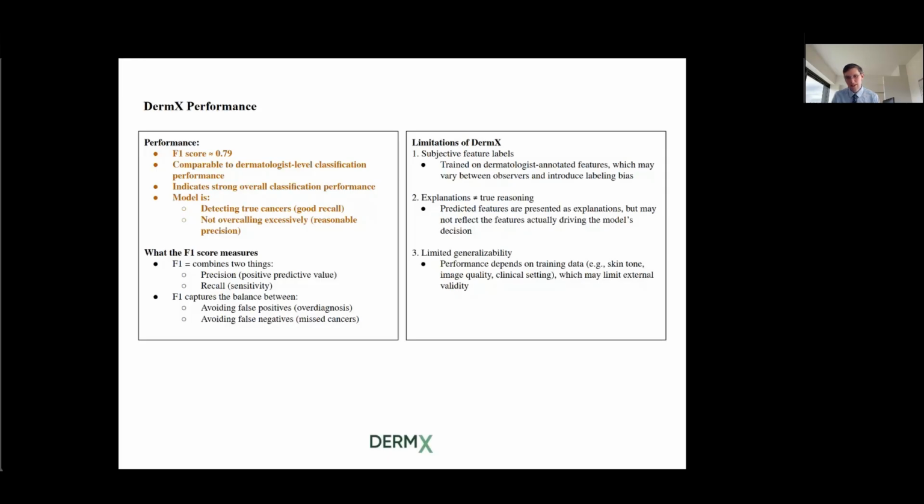And then the third one is that it could have potentially limited generalizability. So the performance depends on the training data. And you have to really examine the skin tone, which might be a big variable in these types of models, the image quality, the pictures that are taken, the camera that's used, and the clinical setting. All of these things could limit the external validity of this specific model, and that needs follow-up in further studies.